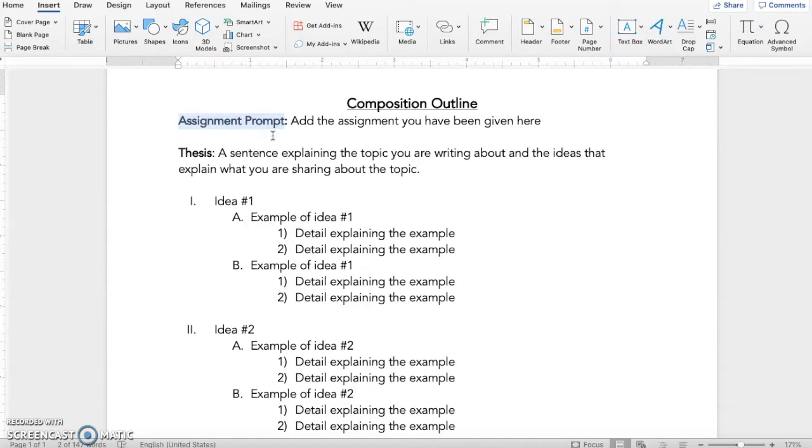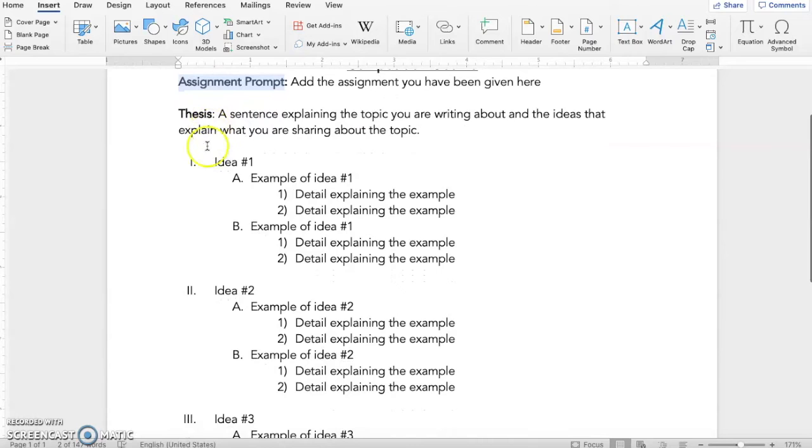So what is it that you're writing? What did the teacher ask you to write about? Sometimes these are very open-ended and it's any topic, and other times they're very specific. So it's good to get it down there so you remember what your goal is. Then we have a couple main parts.